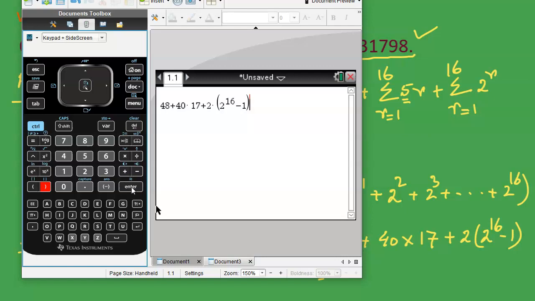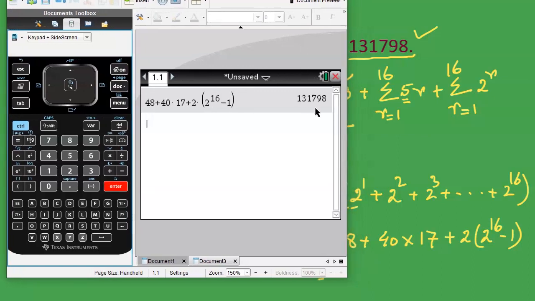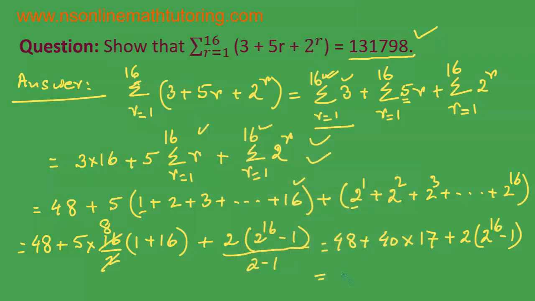And what is the value? 131798. You see, it is 131798. So we write this as 131798. Therefore, we have shown that this expression is indeed equal to this number. Okay.